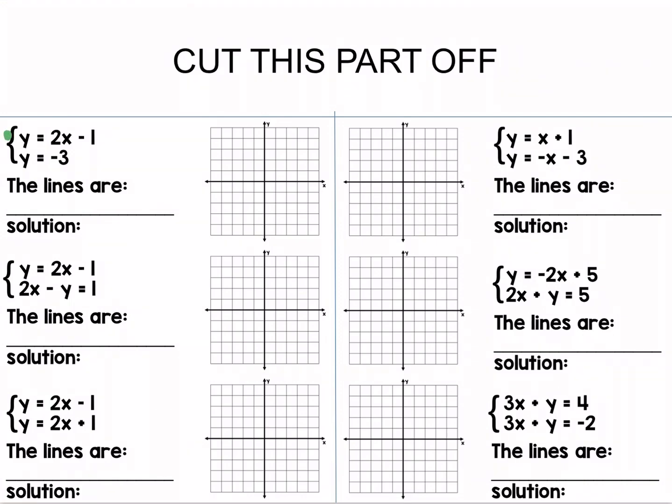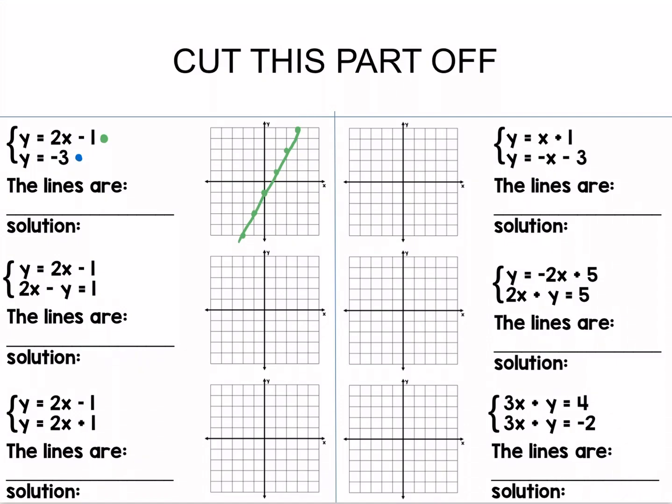I'm going to color code. The first equation is going to be green. The second one is going to be blue. We graph them just how we normally would. So y equals 2x minus 1. The y-intercept is negative 1. My slope is 2, so I'm going to go up 2 to the right 1, or down 2 to the left 1, and draw my line.